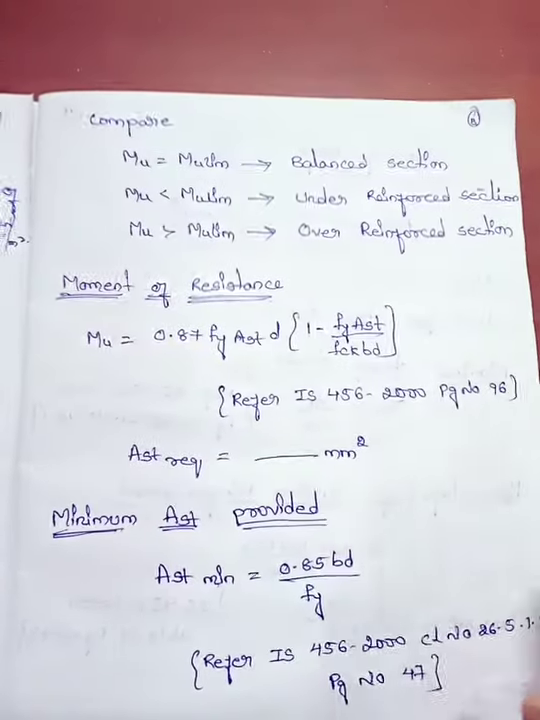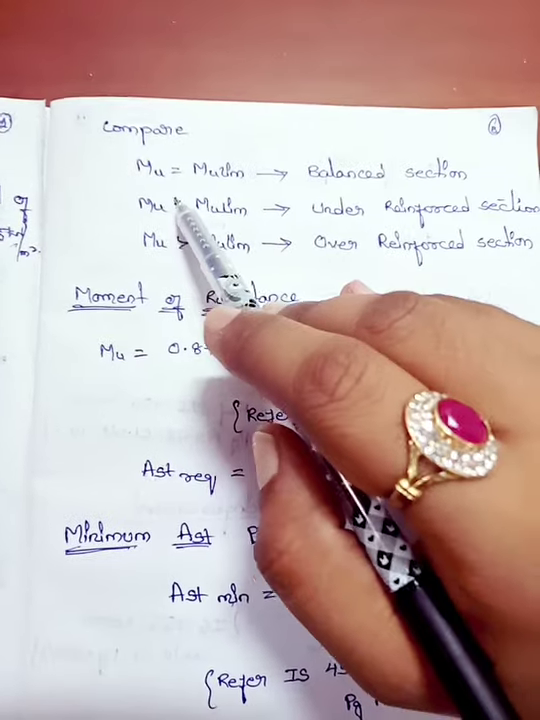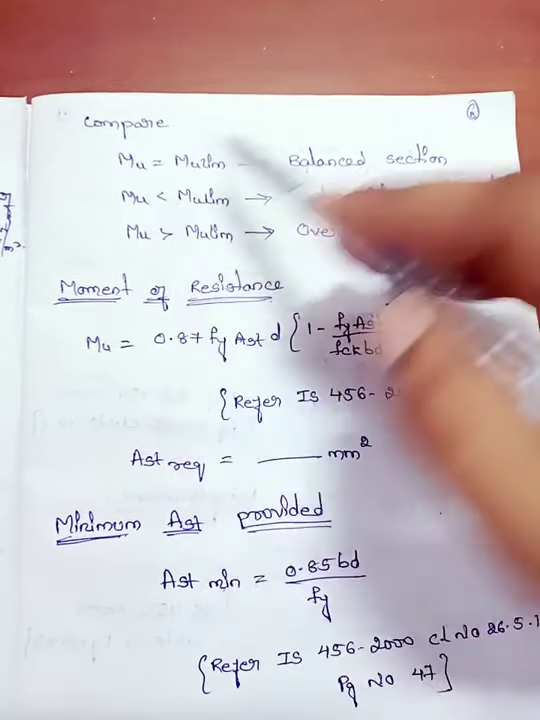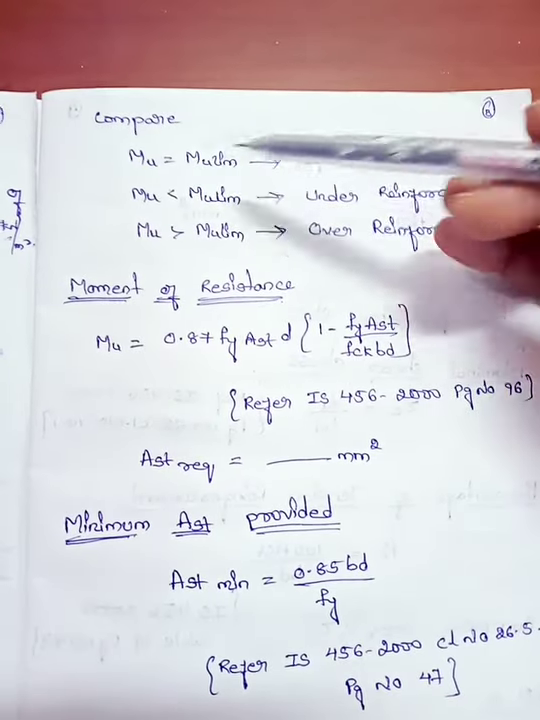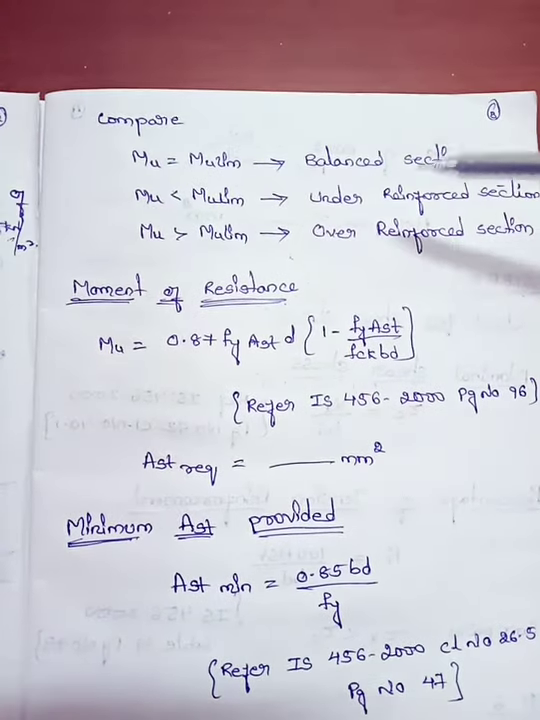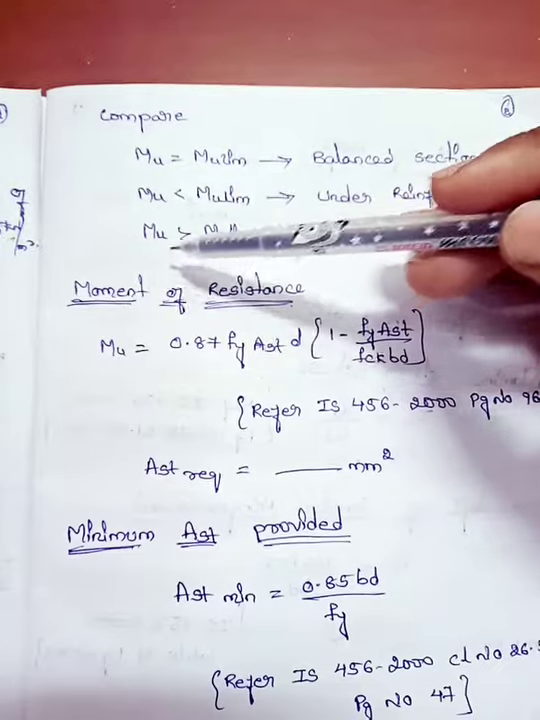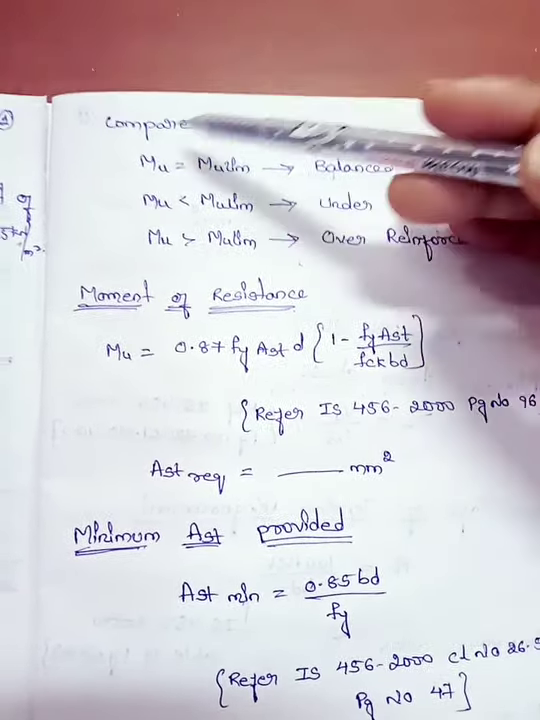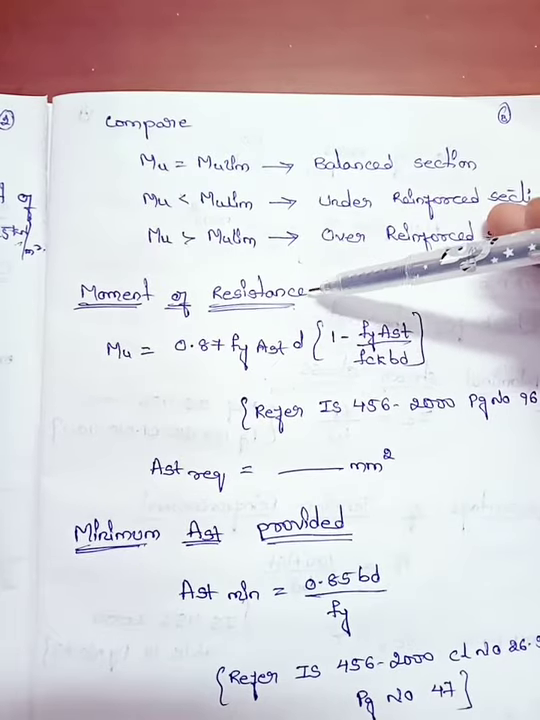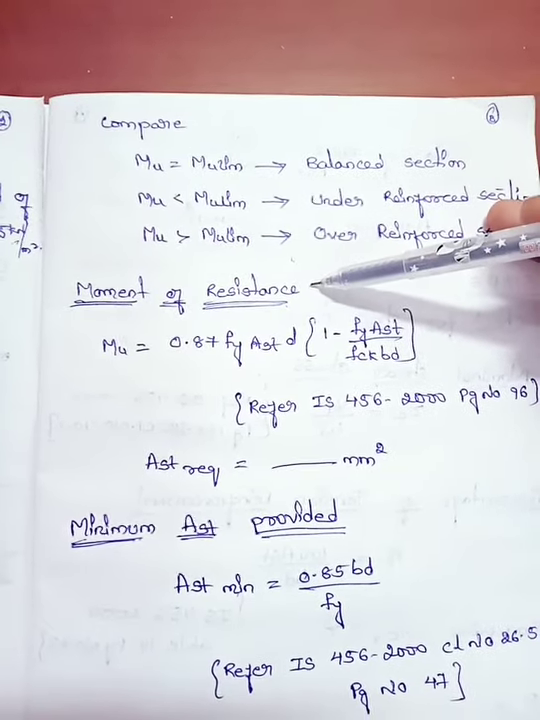After that, you need to compare whether it is a balanced section, an under reinforced section or an over reinforced section. If MU is equal to MU limit, then it is a balanced section. If MU is less than MU limit, then it is an under reinforced section. If MU is greater than MU limit, then it is an over reinforced section. After finding that, you need to find the moment of resistance.